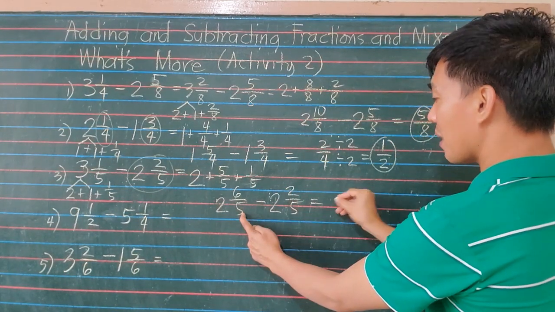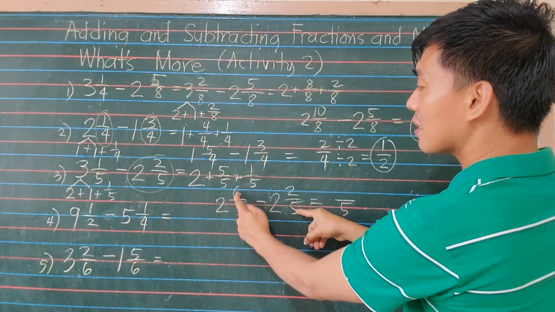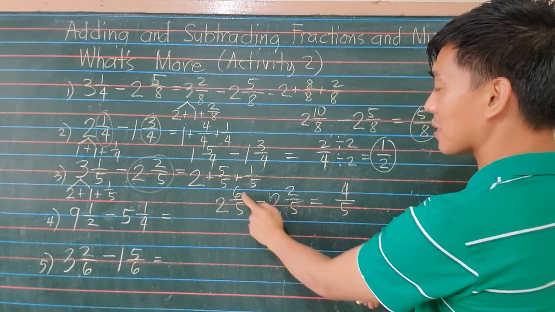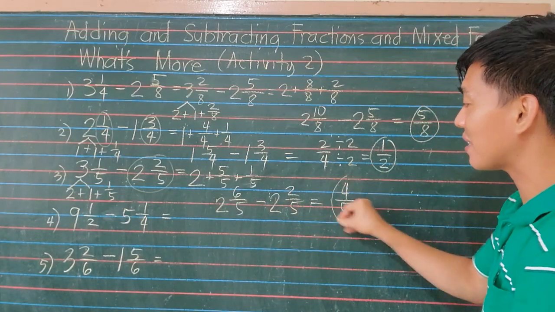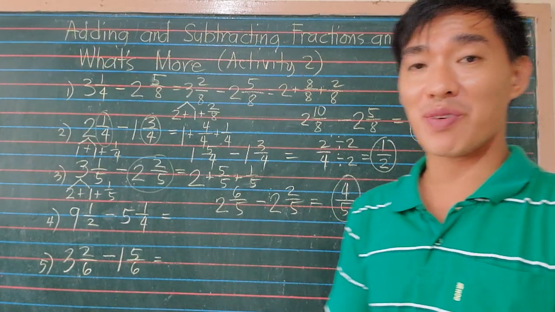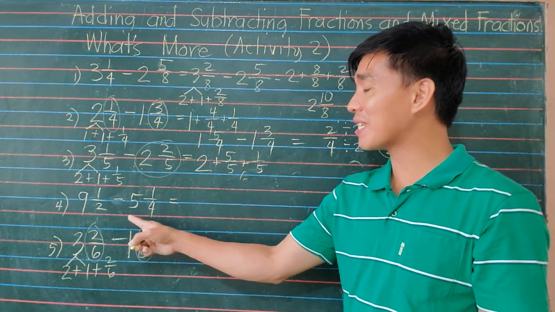Then we can now subtract this 2 minus 2 and 2 fifths. So copy the common denominator 5, then subtract the numerators. 6 minus 2 is 4. Then 2 minus 2 is 0. This is already in the simplest form, so that's our answer. Let us now proceed to item number 4.